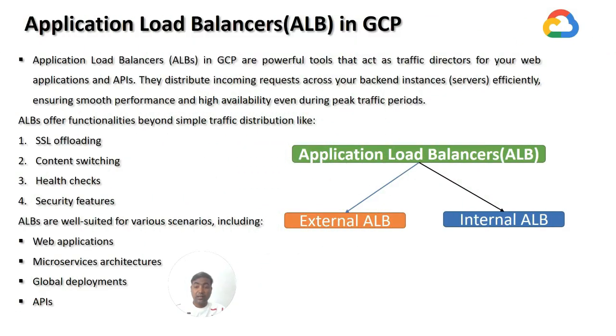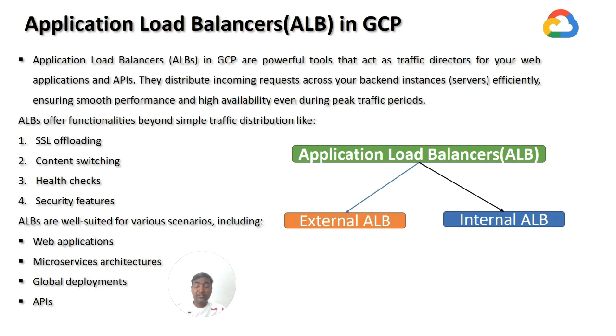Guys, application load balancers in GCP are a powerful tool that acts as a traffic director for your web applications and APIs. They distribute incoming requests across your backend instance servers efficiently, ensuring smooth performance and high availability even during peak traffic periods. Application load balancer operates at layer 7, or the application layer.